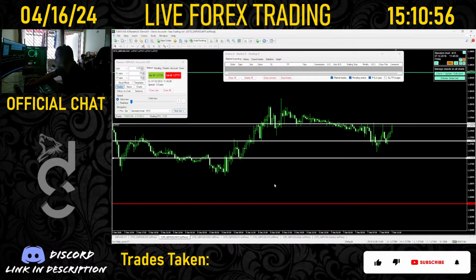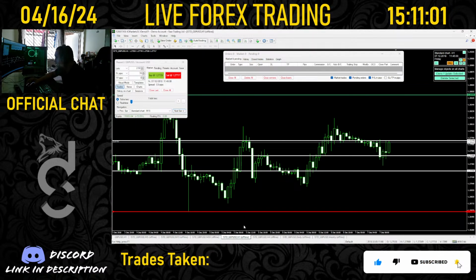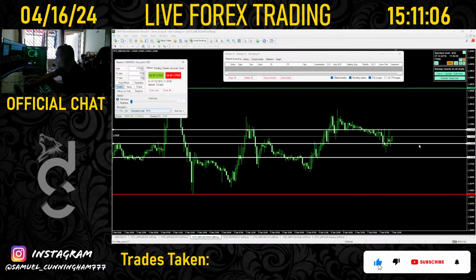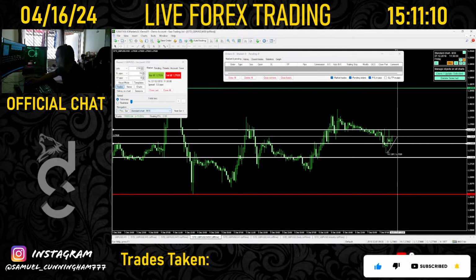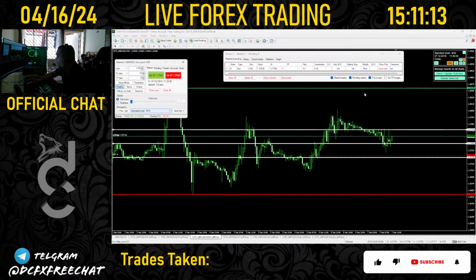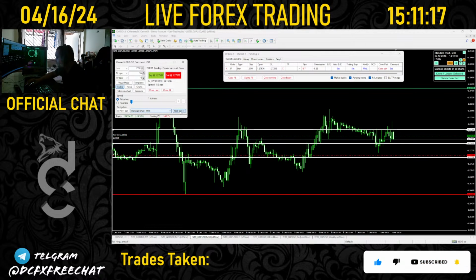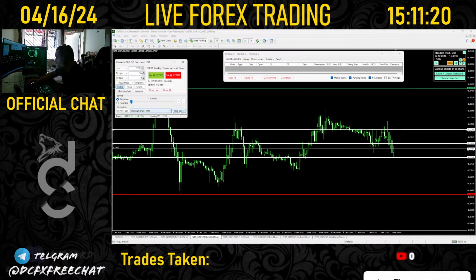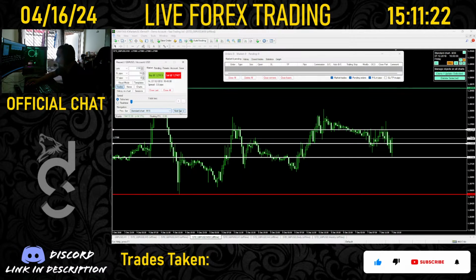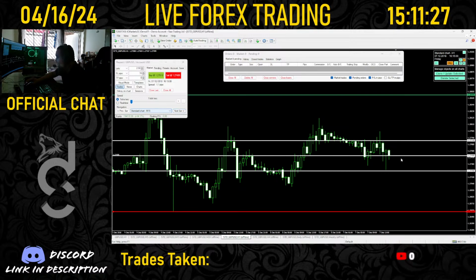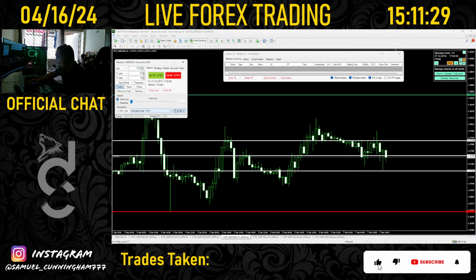Okay, 15. There's an engulfing over there. 30, there's an engulfing over here. So let's take a buy. 30 pips stops anyway. So let's see. Got taken out. Okay, so we're gonna give it one last attempt on the buys at the support if we get an engulfing.